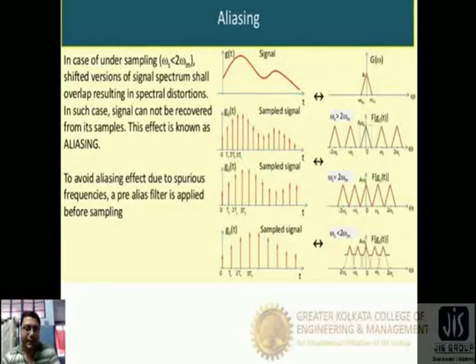That means the sampling frequency plays an important role in the recovery of the signal also. That means if the sampling frequency of the input signal is not sufficient, the recovery process is also hampered.